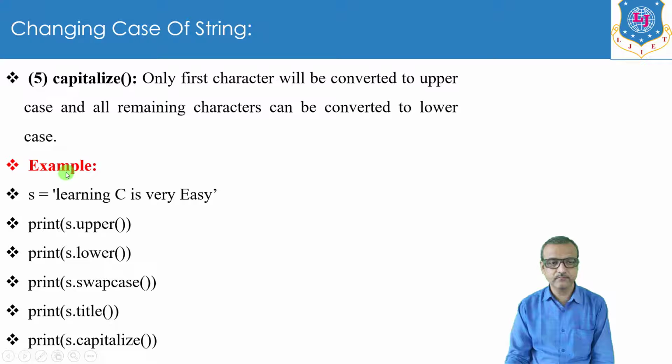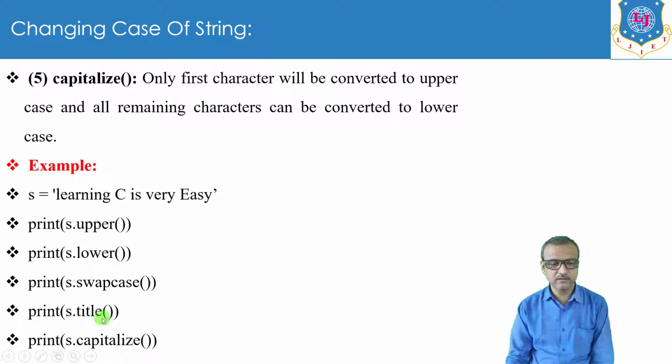Now we have one example based on these functions. s equals "learning C is very easy". print(s.upper()). So what will be the output in this case? It will convert all the letters of this string to uppercase. print(s.lower()) will convert all these characters into lowercase. print(s.swapcase()) will swap the characters. It means it will convert the lowercase letters into uppercase and vice versa.